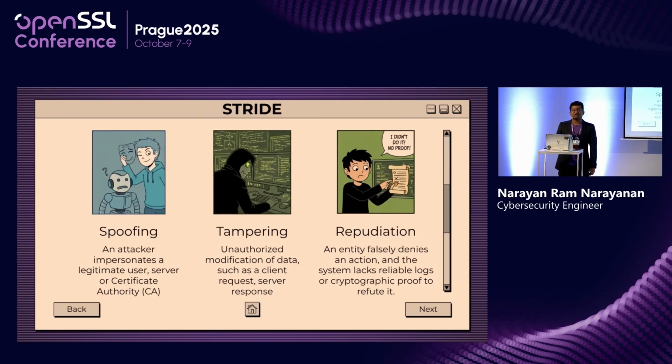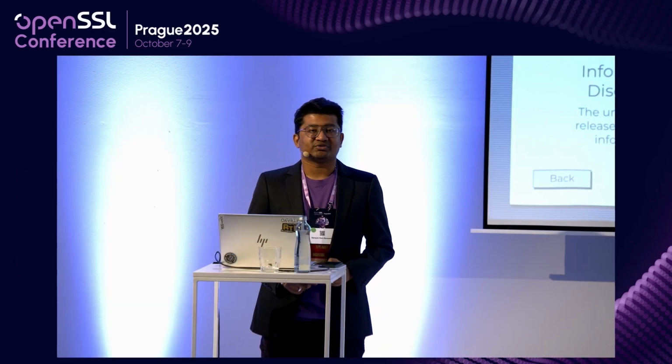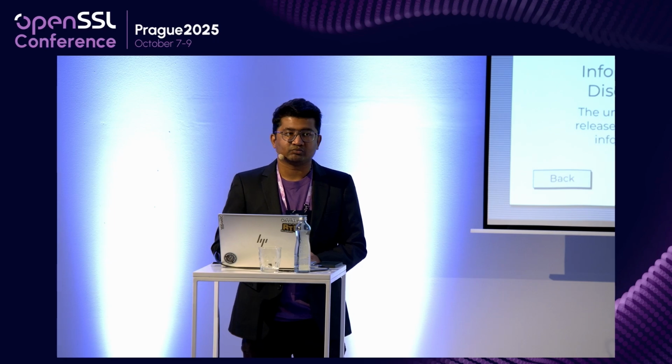So spoofing, what is spoofing? An attacker claiming to be another user, as in, hey, I'm a new CA, something like that. Tampering is unauthorized modification of data, as in altering any data. Repudiation is somebody denying an action that they did. Information disclosure is leaking some sensitive data, denial of service is disrupting a service, and elevation of privilege is gaining unauthorized access to a system that you don't have the necessary access to.